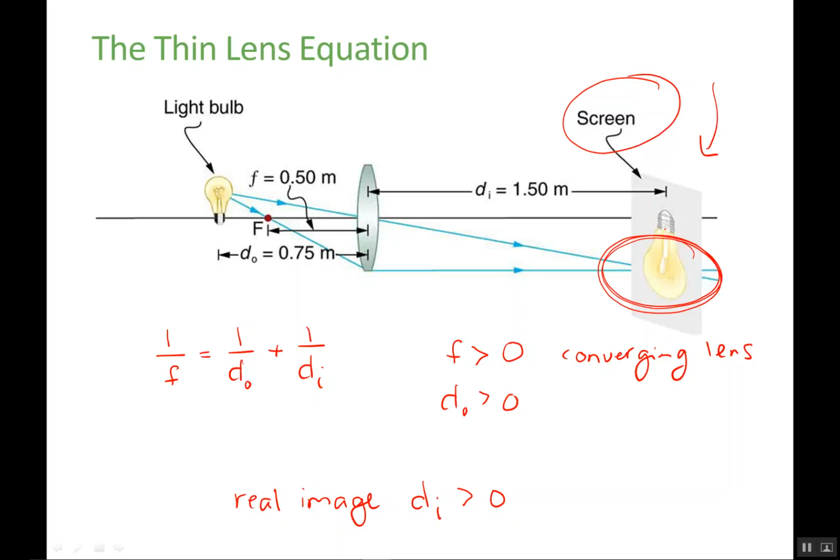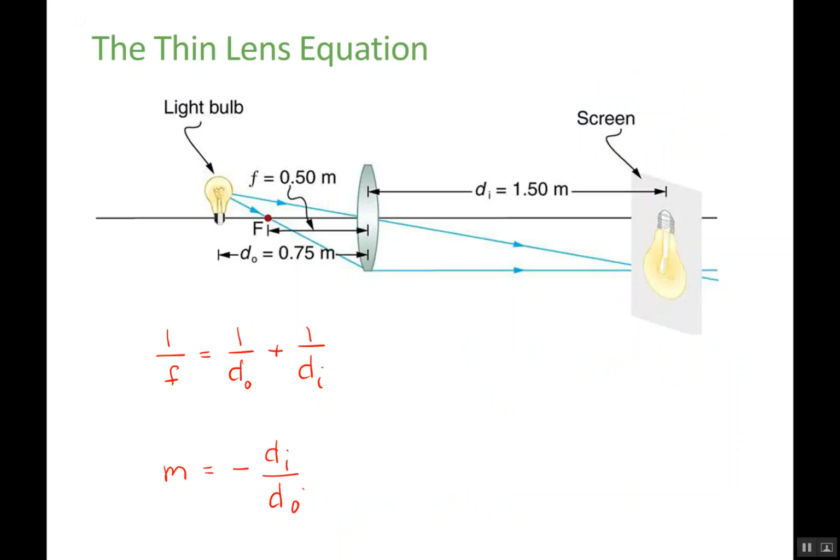So to summarize one more time, for converging lenses like the convex lens, the focal length by convention is always positive. And for real images, the image distance is positive. We can also define something that's referred to as magnification, M. And magnification is the negative ratio of the image distance over the object distance. So here you can see image distance is greater than object distance, and sure enough, the image is magnified, larger than the object.